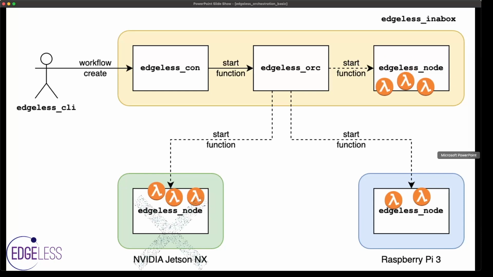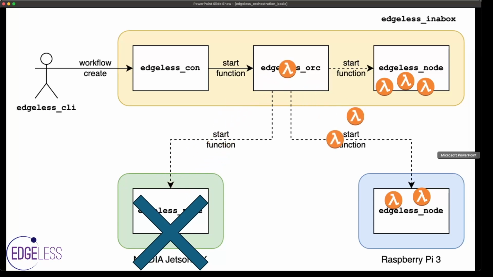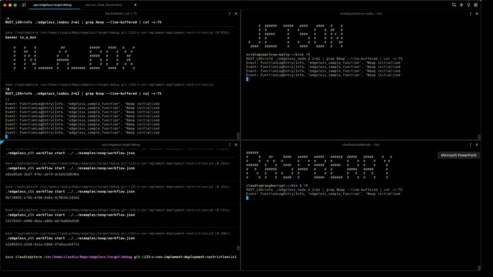So what happens if one of the nodes, for instance the Jetson here, disconnects from the orchestration domain? This is something that can happen for a number of reasons, including hardware failure or maintenance or network issues. If this happens, then automatically the Azure orchestrator will redirect the instances which are not running anymore on any node to the remaining nodes available. Let's see if this is the case.